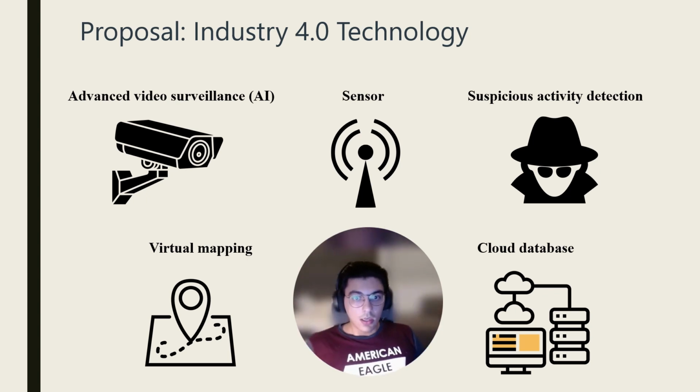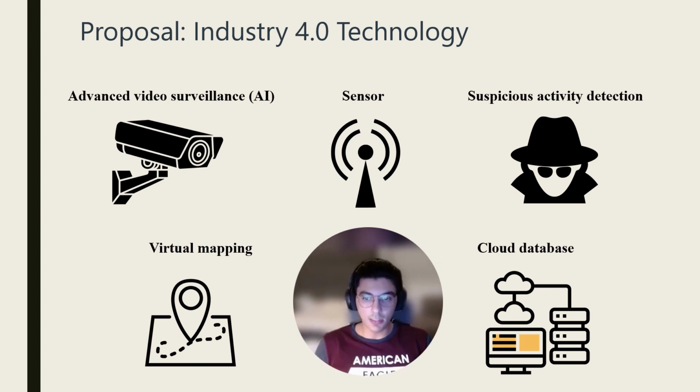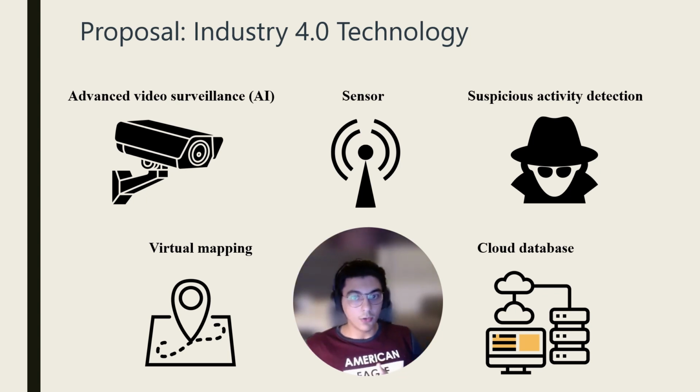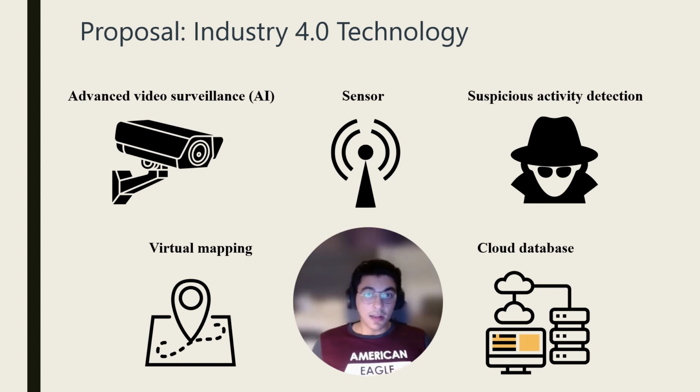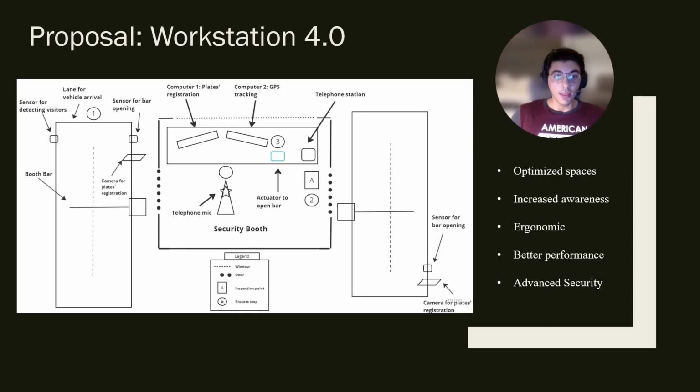And we can also make a system where cameras register all the license plates of all cars that enter and exit the neighborhood. All of this data will be sent to a cloud database, something that can help identify and track robberies and people who have done illegal things within the neighborhood. Lastly, we can implement a sensor that can detect whenever a car enters a neighborhood, something that would alert the guard in order to make the response time faster. As mentioned, the result of this proposal would be a workstation 4.0.